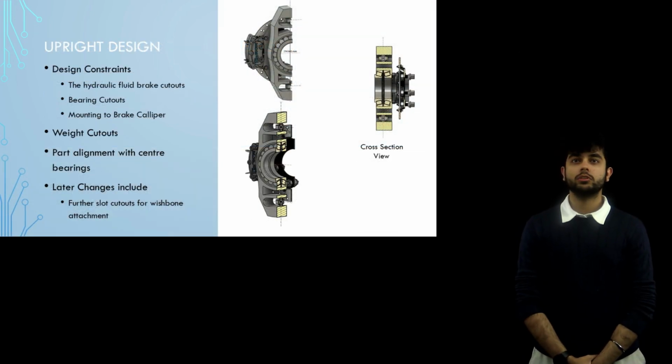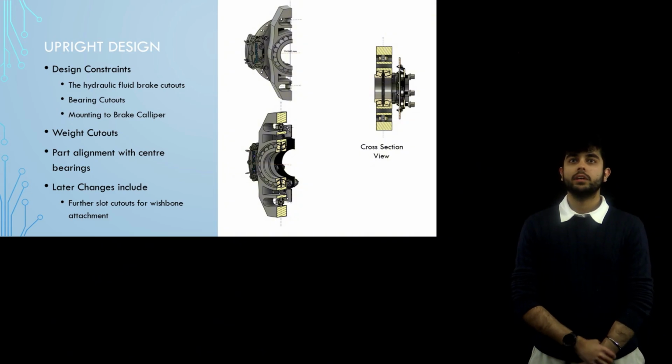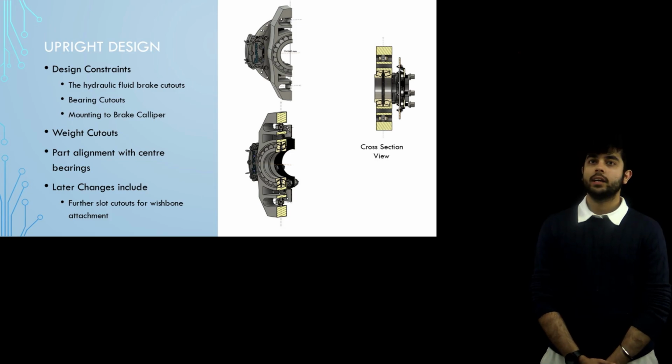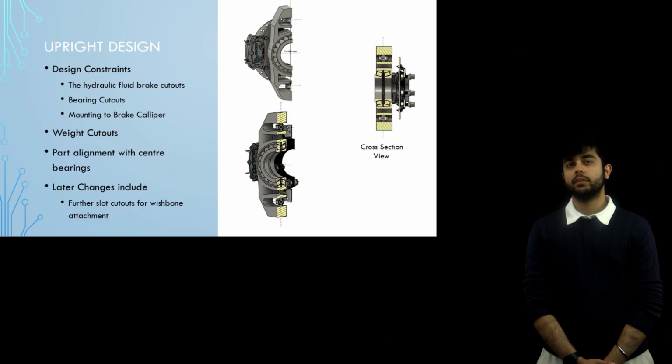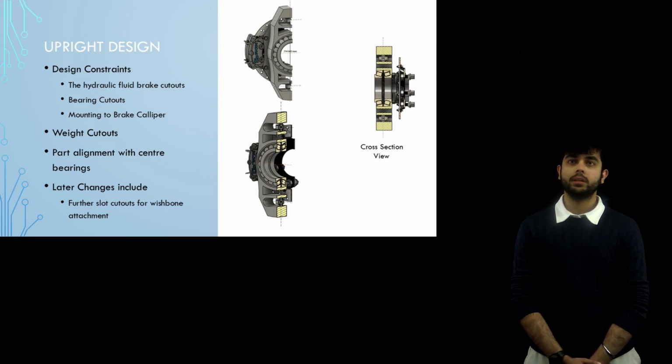The upright is a key structural component that connects the upper and lower wishbones, hub, brake caliper, and drive shaft. It's responsible for transmitting all loads from the wheel into the suspension system while maintaining alignment. In our design, we focused on maximizing stiffness to prevent unwanted deflection, which is key for predictable handling. At the same time, we ensured the structure was robust enough to meet safety requirements and endure real-world suspension loads through our calculations.